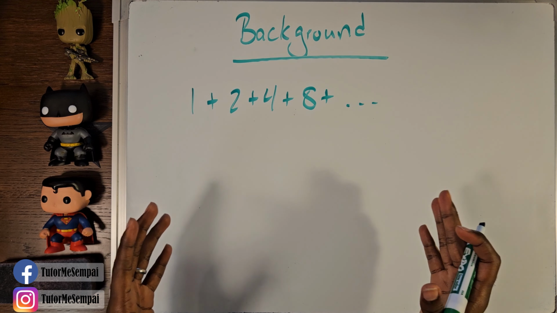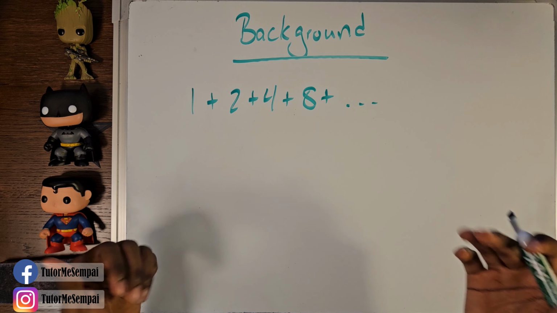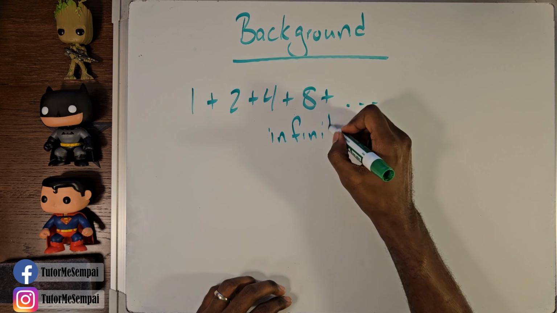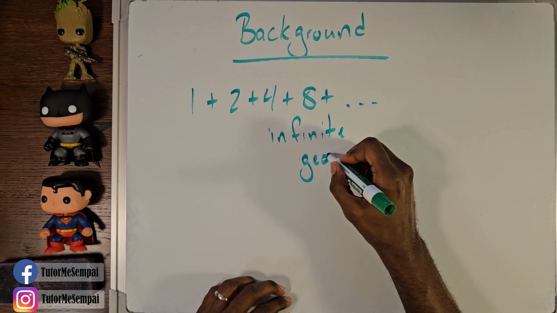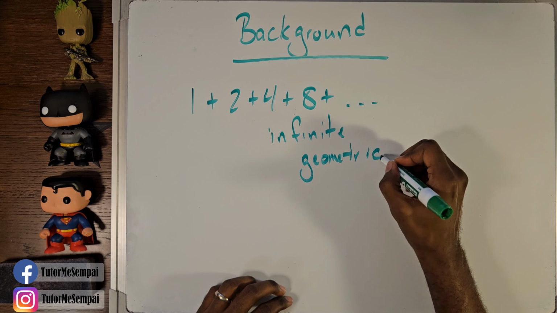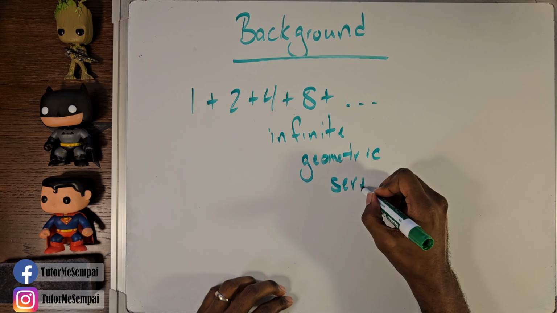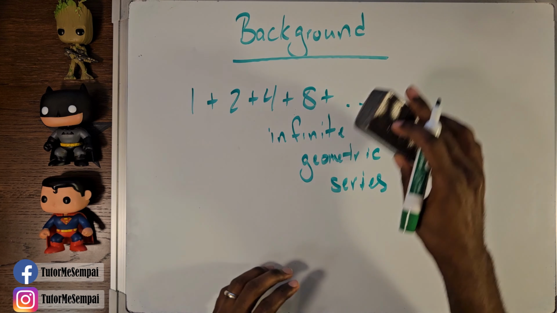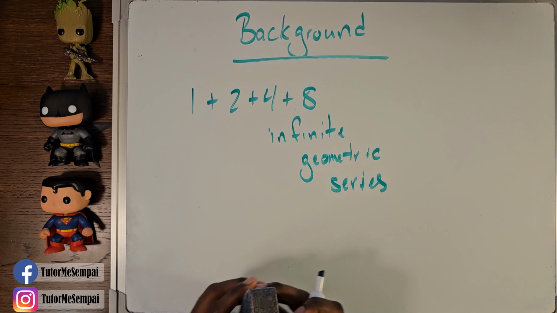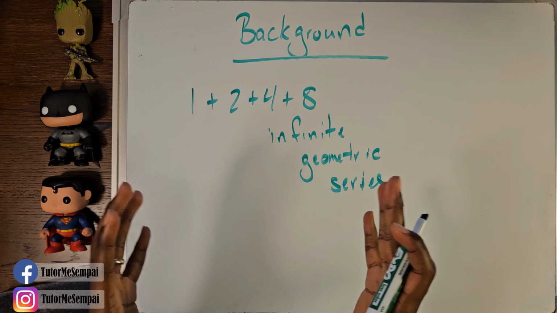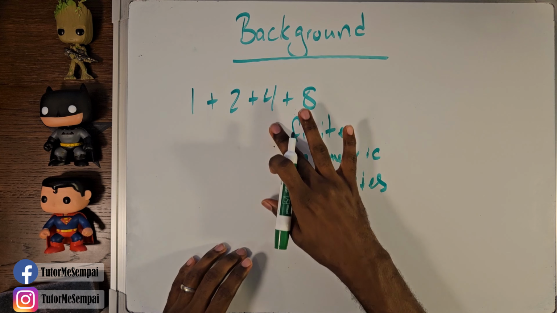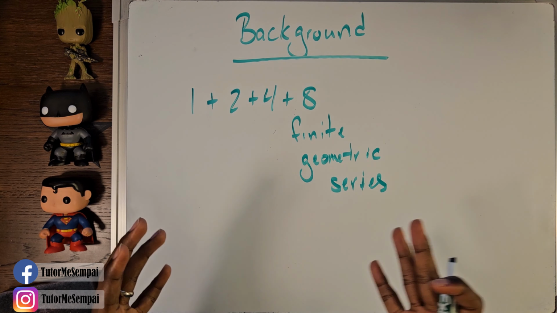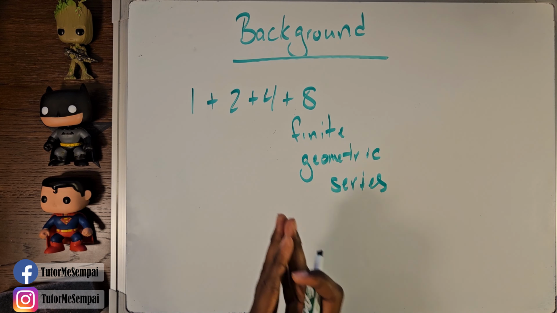Another similarity that you will see between the arithmetic series and the geometric series is that they both have the ability to be either finite or infinite. This is going to be an infinite geometric series. You would simply make this finite by removing this ... Now we have a very fixed, very finite geometric series. So they both have that option of being either finite or infinite.